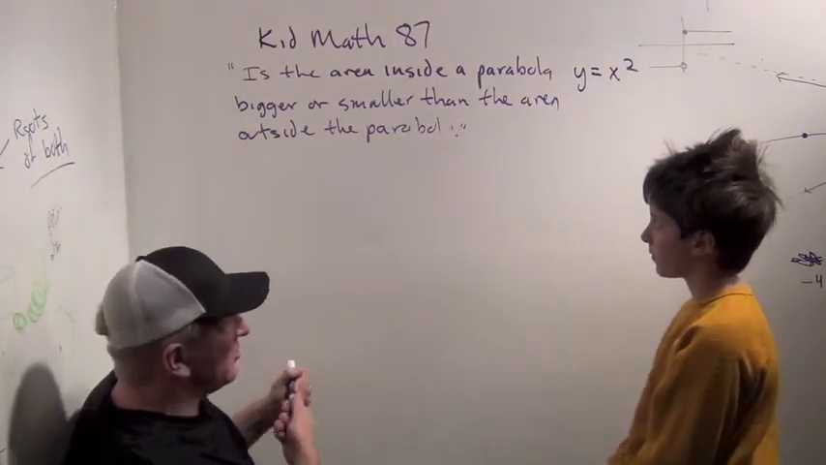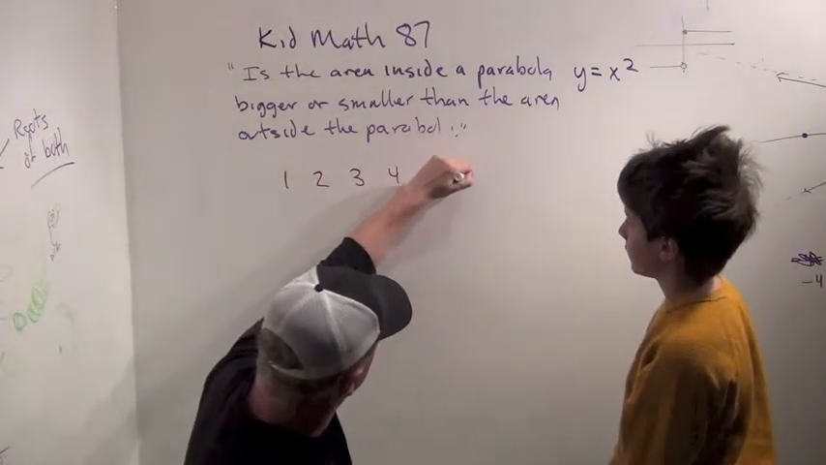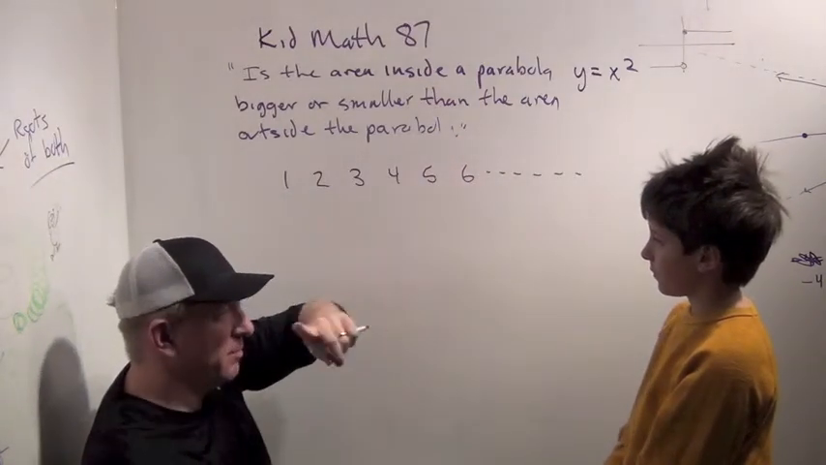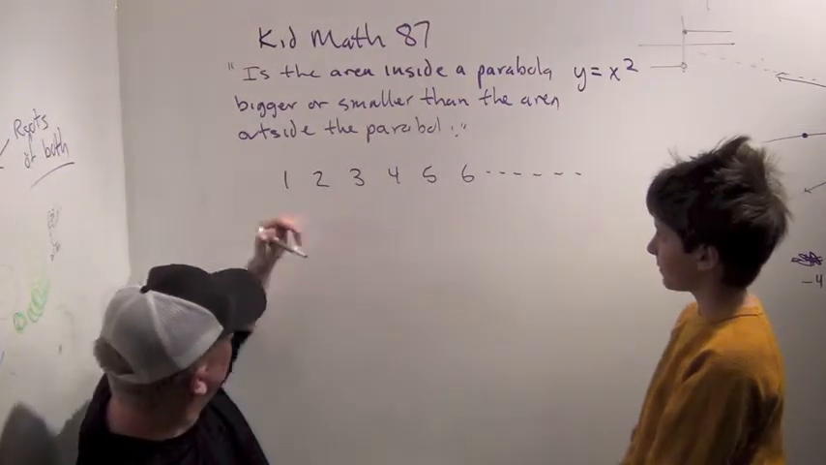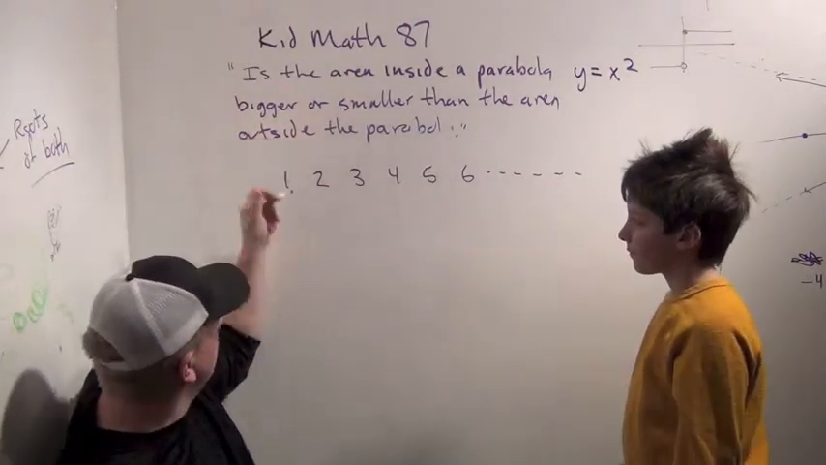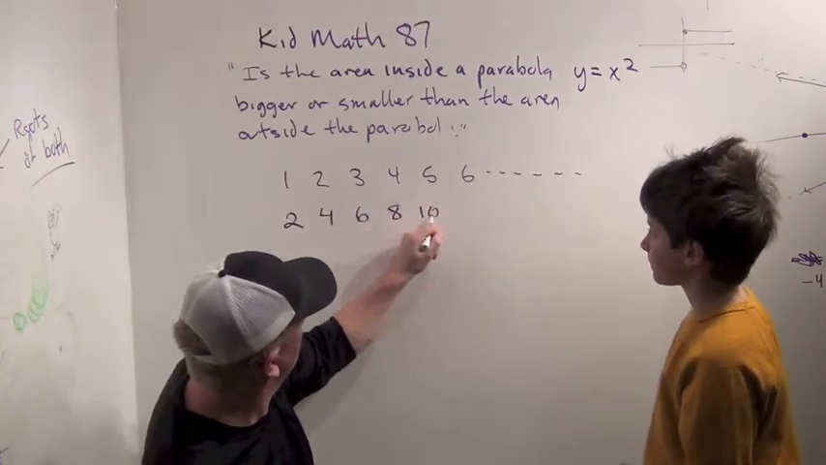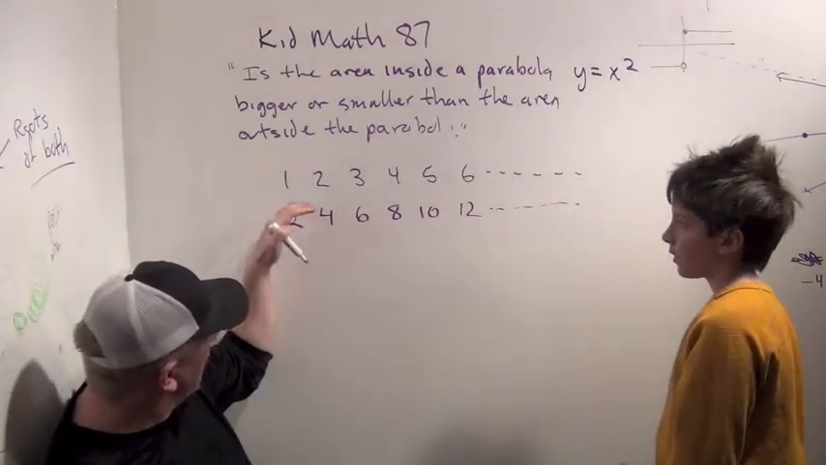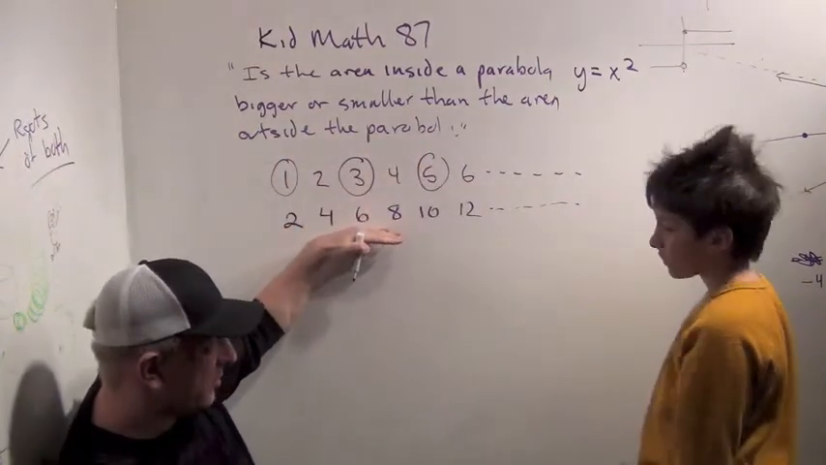Okay, so I'm going to write some integers down. 1, 2, 3, 4, 5, 6. And then I would write them all the way out to infinity, but I don't have enough battery life on the camera. Okay, and these are the positive integers, right? Now I'm just going to write the even integers. 2, 4, 6, 8, 10, 12, all the way out, right? So notice, I didn't write any of the odd numbers in the second row.